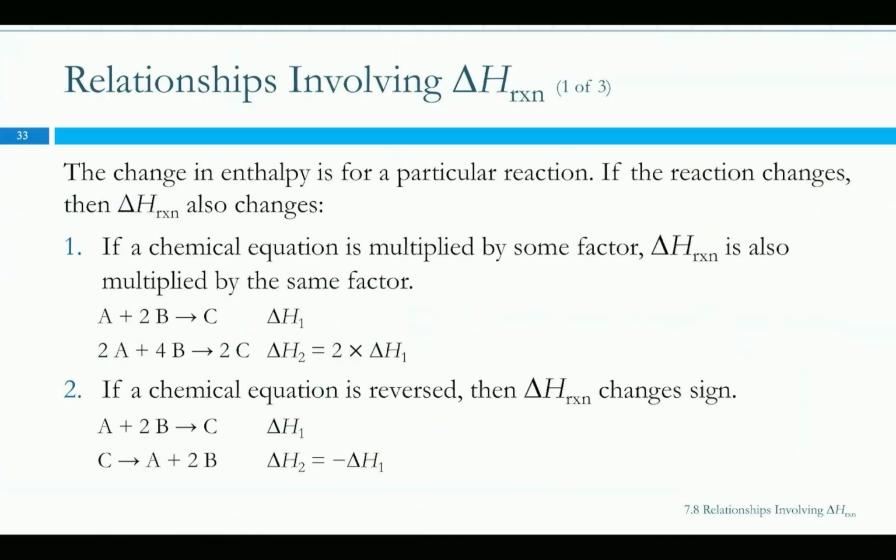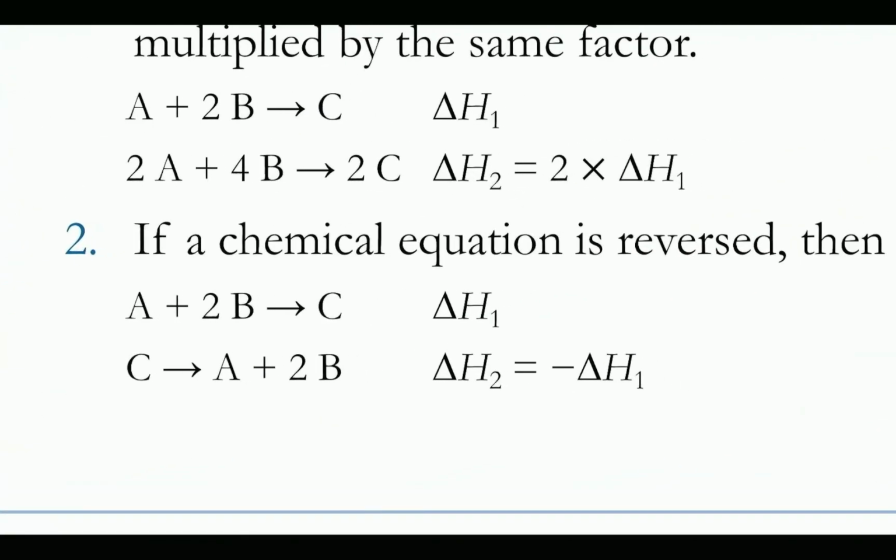So if I take a reaction like this one, A plus 2B produces C, with some delta H1. I can take that reaction and make my products reactants instead, and my reactants products. So now I've got C becomes A plus 2B. It's the same thing, just in the opposite direction.